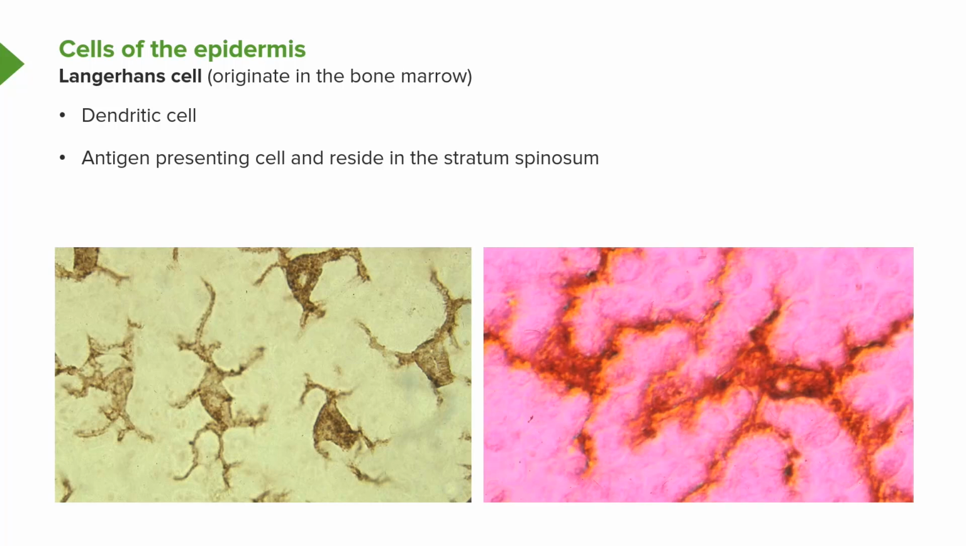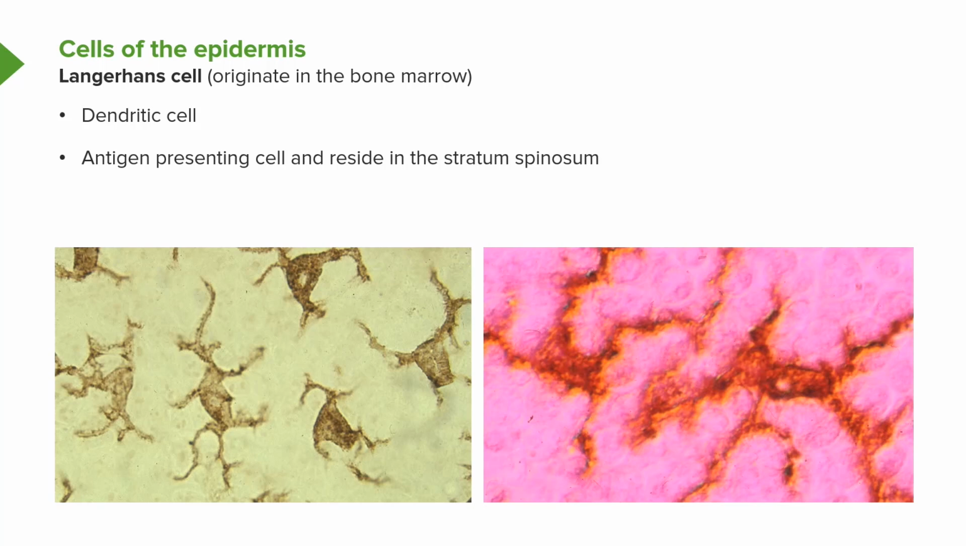Let's now move on to the Langerhans cell. It originates from bone marrow. It moves into skin from bone marrow. It's a dendritic cell. And what I mean by a dendritic cell is that it has long processes. You see these processes in both these images. They're antigen-presenting cells, and they live mostly in the stratum spinosum.